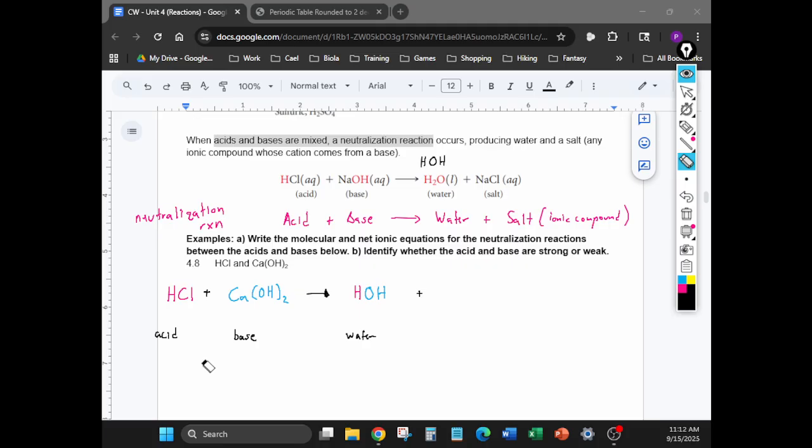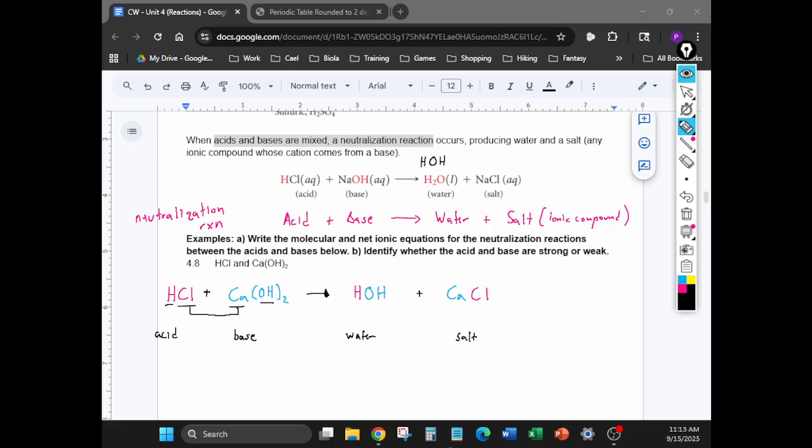Let's go on to the salts. If you take a look, we just used H and OH to make water. The salt is basically the compound that's made with the leftovers. The ions that are left over are Ca and Cl. So the Ca and Cl are going to react together, and this is what's going to form our salt.